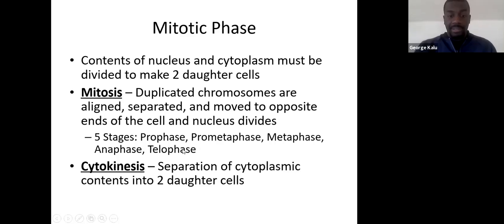Okay. At the end of telophase, our cells are not fully divided yet. And so we have to go through a second process called cytokinesis. Cytokinesis is what actually allows our cells to physically separate from one another and become 2 independent daughter cells. Okay. So we're going to take a look at how this process works.